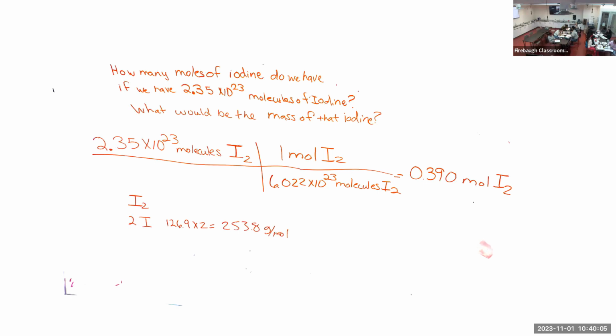Okay, so then start off with our 0.390 moles. So am I going to multiply it or divide it? Is the 253.8 going to be on top or no? Top, because we want grams, right? So we're going to put 253.8 grams on top, 1 mole on the bottom. That's right. So the moles are going to cancel out.